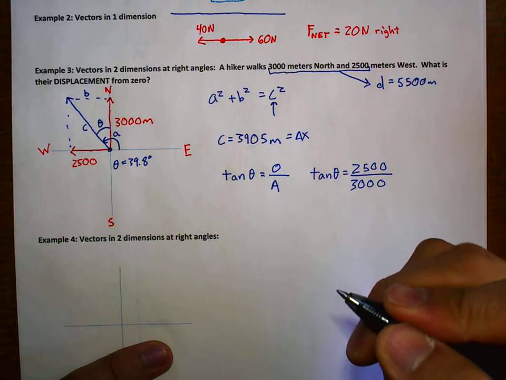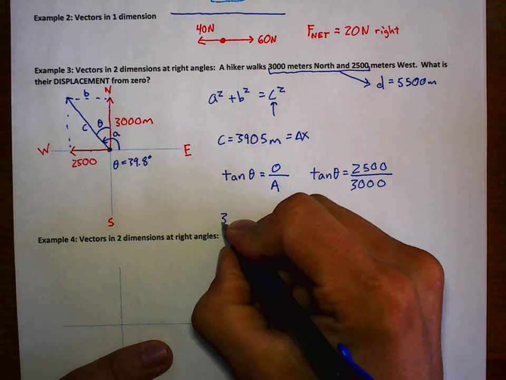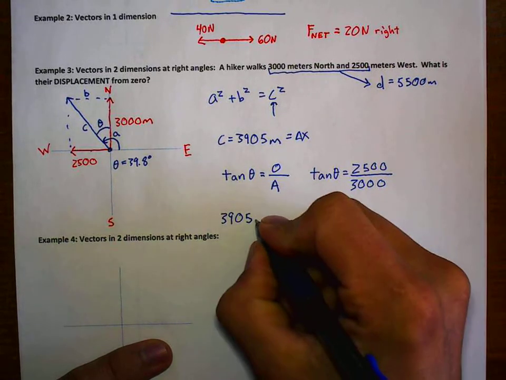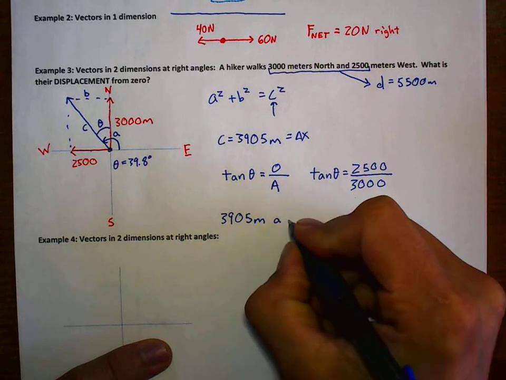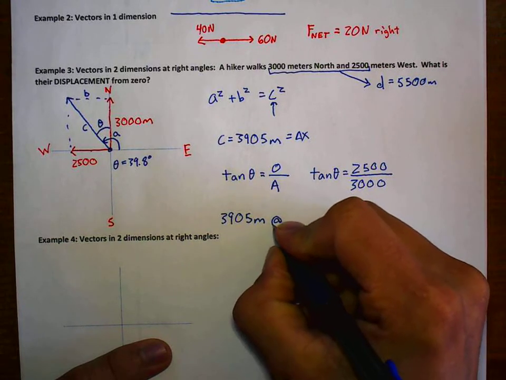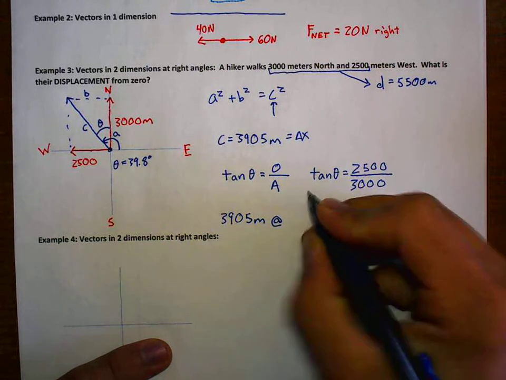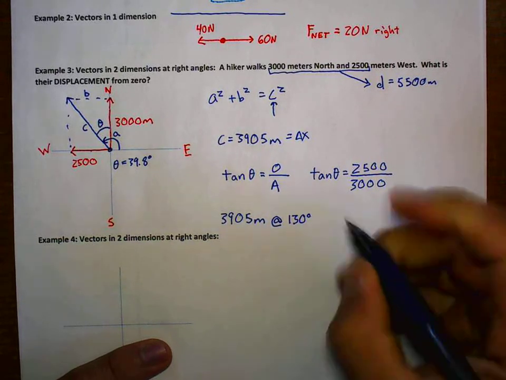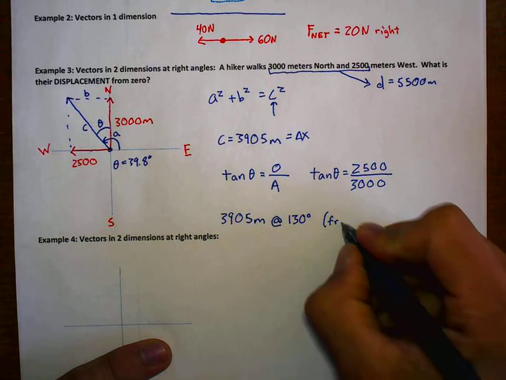So my final answer is 3905 meters at 130 degrees. And this is always from 0.